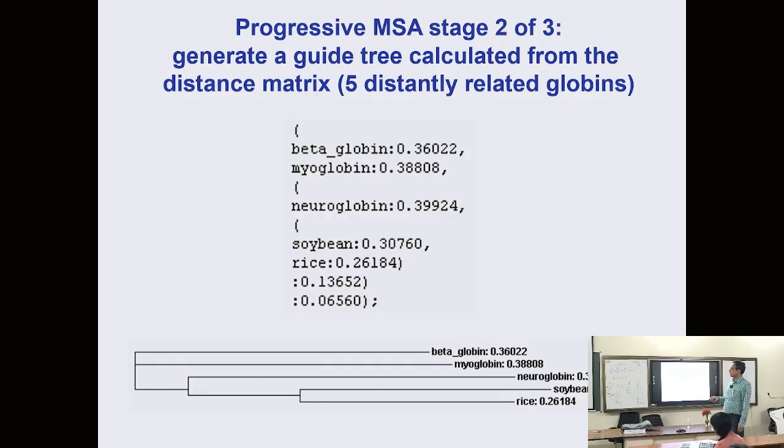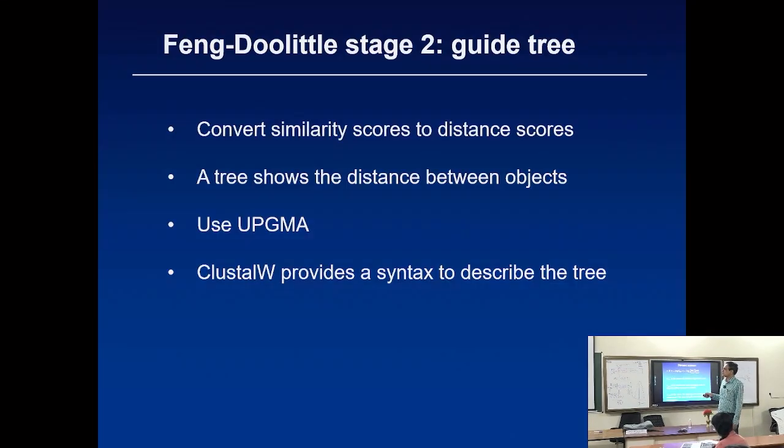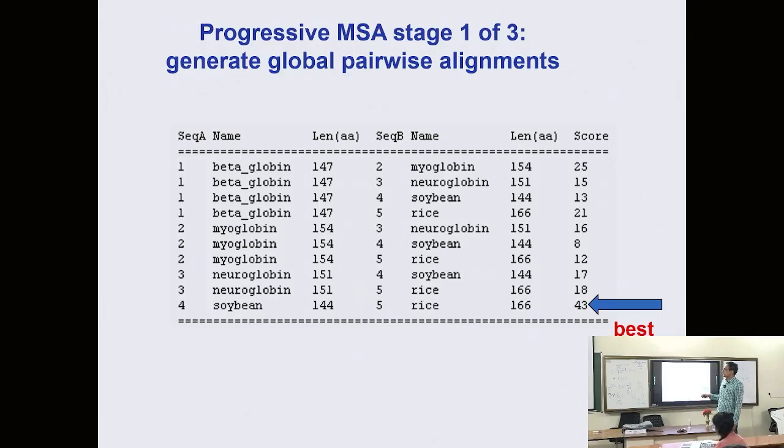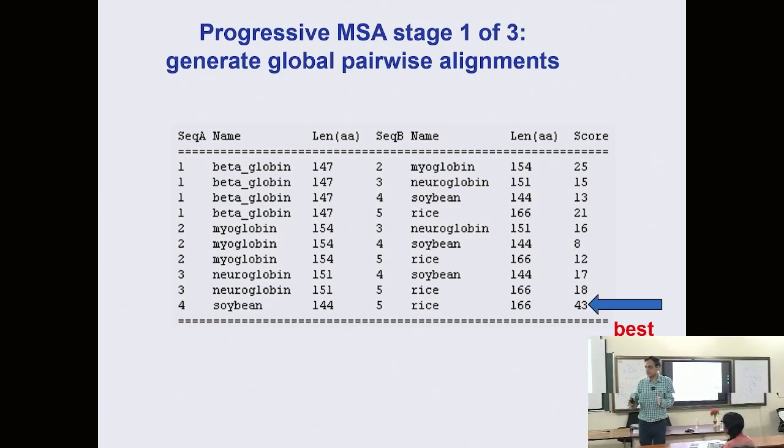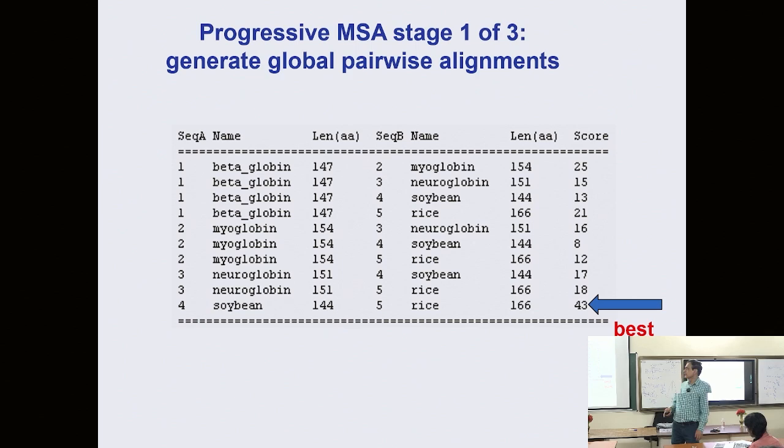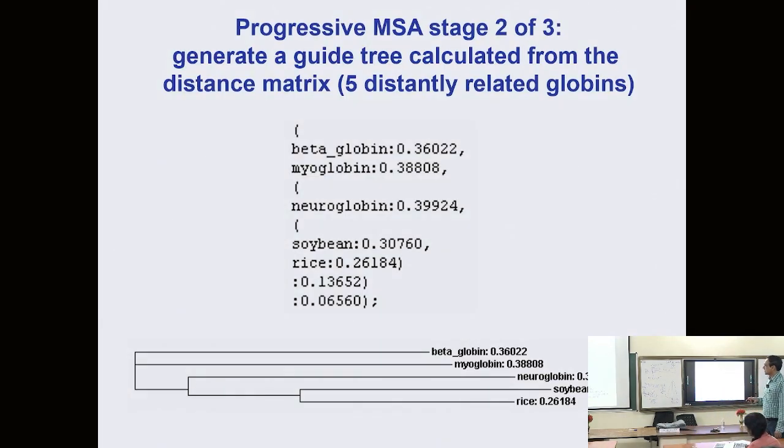Beta globin, myoglobin, neuroglobin, soybean globin, and rice globin. So soybean globin and rice globin have the highest similarity score, so they have the lowest distance between them. They should be placed next to each other in the tree, as shown here. Soybean next to rice, and then next neuroglobin, next myoglobin, and then beta globin.